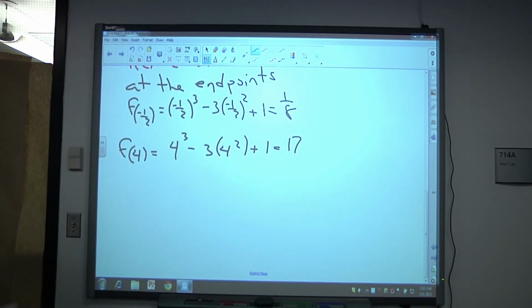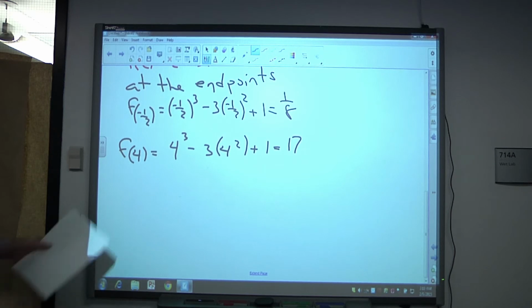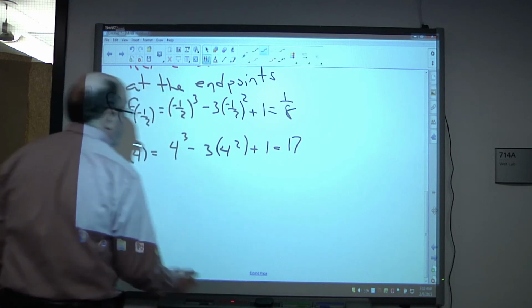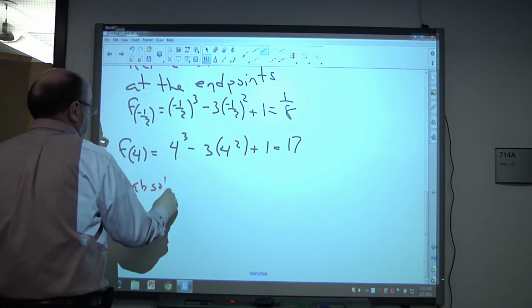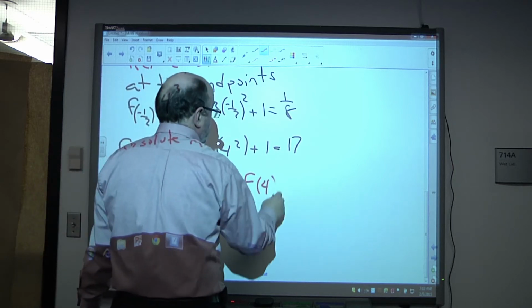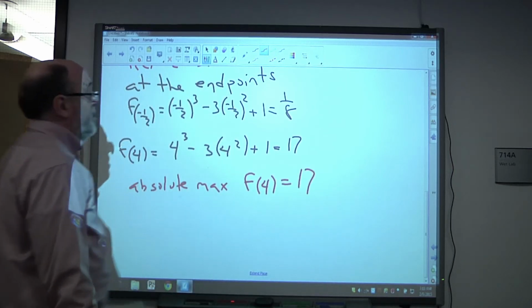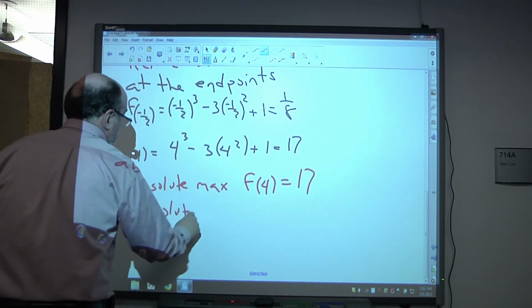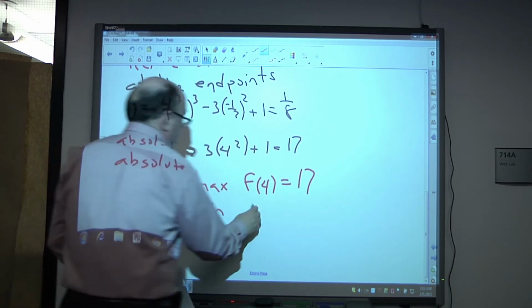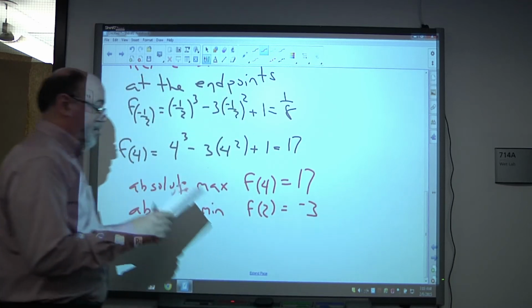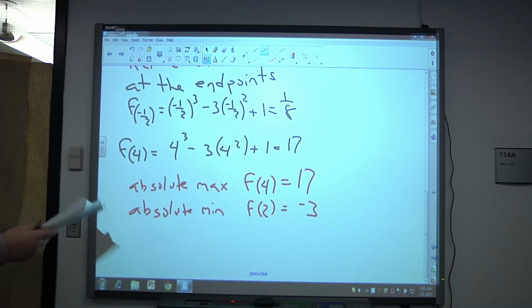So now the last step says, okay, whatever is the bigger number is the max. So the absolute max over the interval will be at f of 4, which was 17. And then the absolute min will be at f of 2, and that had a value of -3. So we got it in terms of the absolute max and mins over a closed interval.